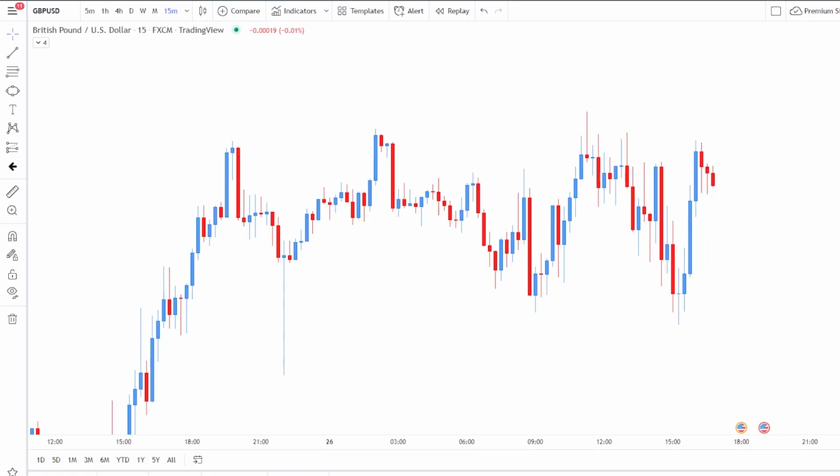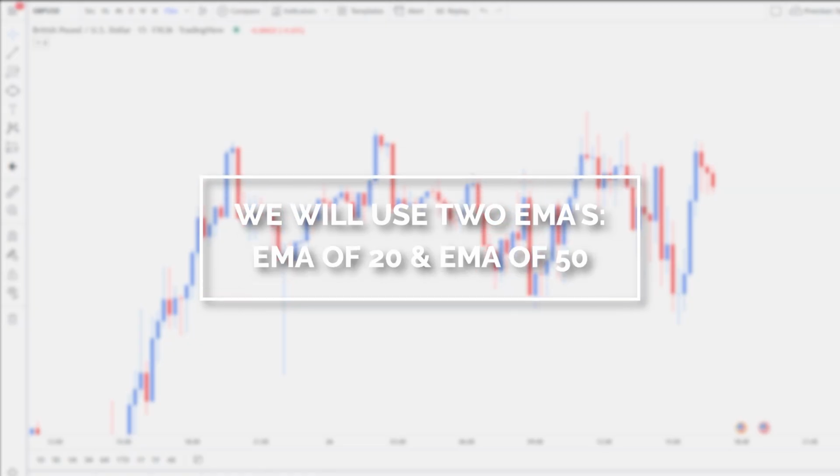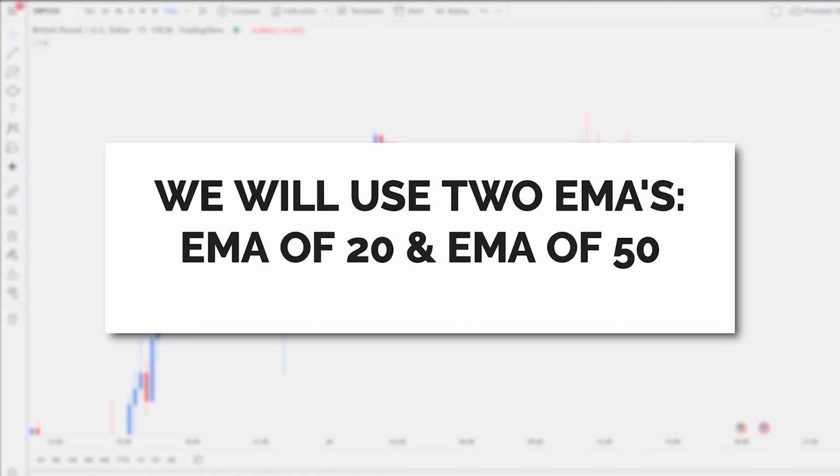Before I go any further, I just want to tell you that this strategy works on most time frames, but for today's session, I really wanted to demonstrate how to generate some quick profits by utilizing this strategy on smaller time frames. So for this strategy, we are going to use the 20 and 50 exponential moving averages.